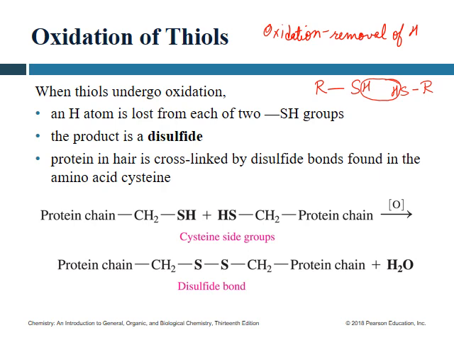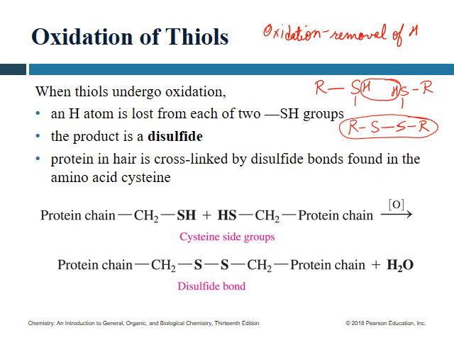When these hydrogens are lost, this sulfur will have one extra empty hand, and this sulfur will have one extra empty hand, and they are basically going to join hands together and form RSSR. This is now a disulfide. It has two sulfurs, so this is called a disulfide.